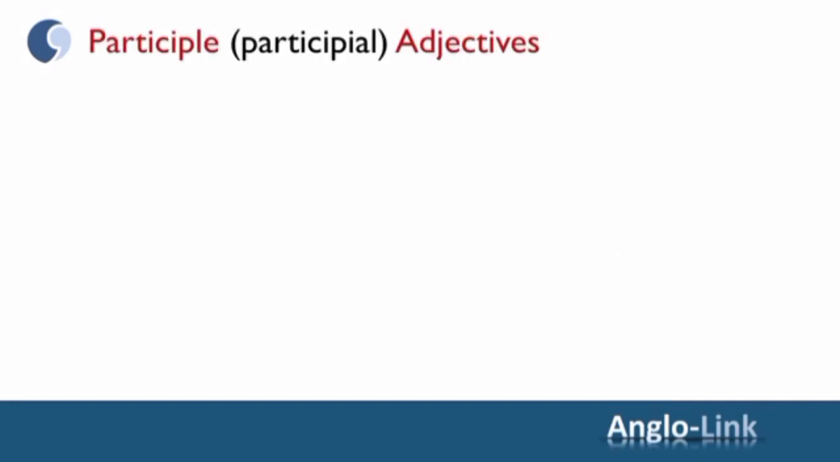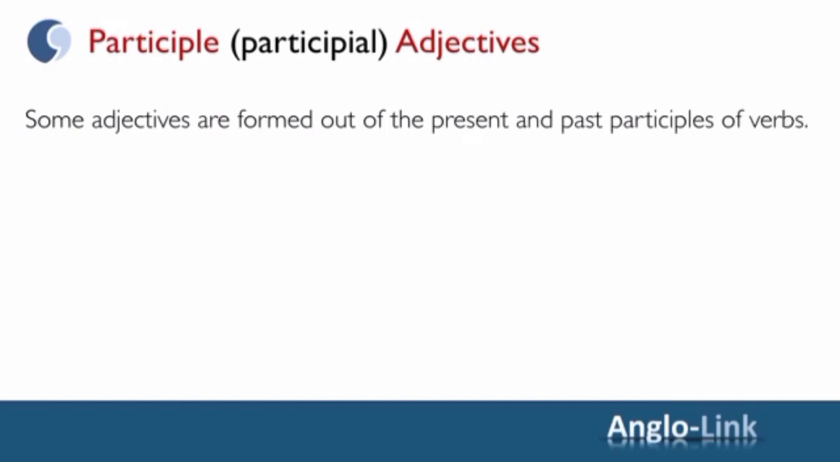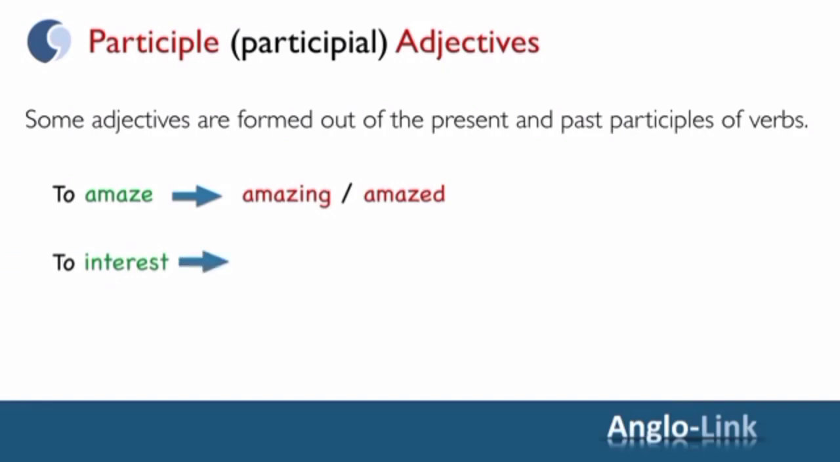There's also another type of adjective called participle or participial adjective. These adjectives are formed out of the present or past participles of verbs. For example, if the verb is to amaze, you can have the present participle, amazing, and the past participle, amazed. These are adjectives. Or to interest is the verb, and interesting and interested are adjectives.